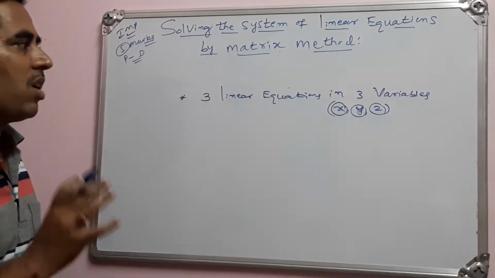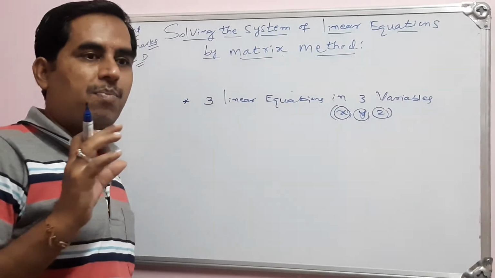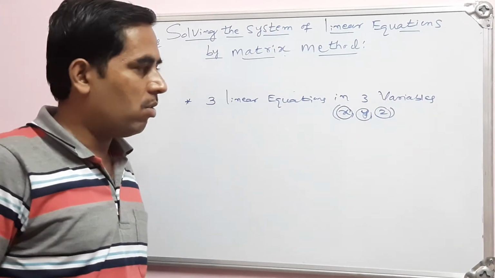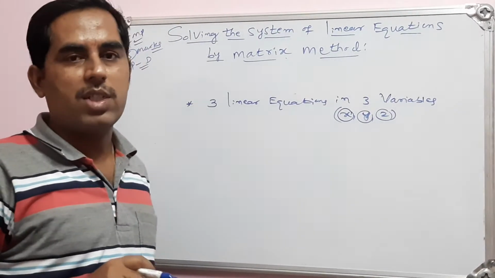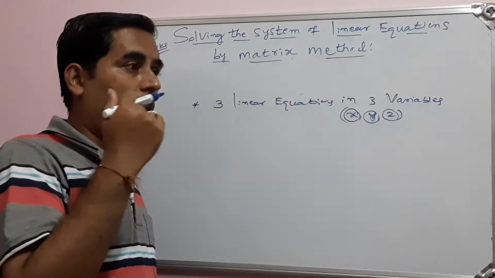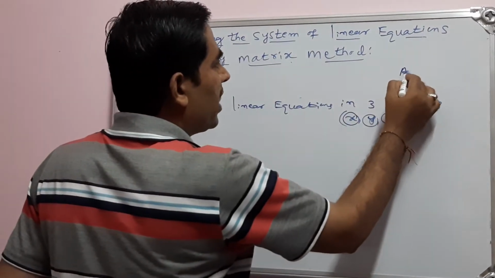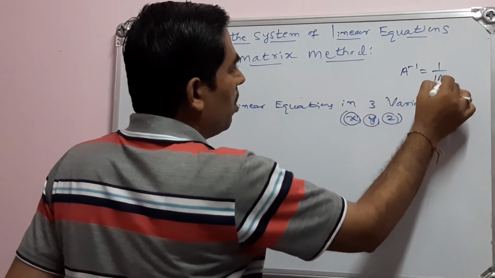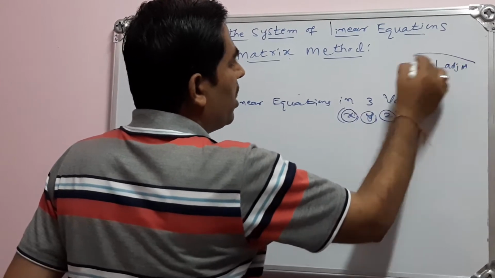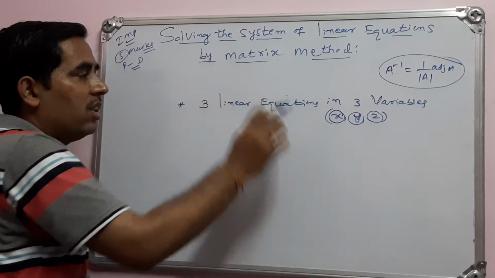Here we must know the meaning of adjoint. In our previous class we discussed how to find the adjoint of the given matrix. We must also know the formula of inverse. The inverse of the given matrix is 1 by determinant of A into adjoint of A. If we know all these things, then we can understand this matrix method.